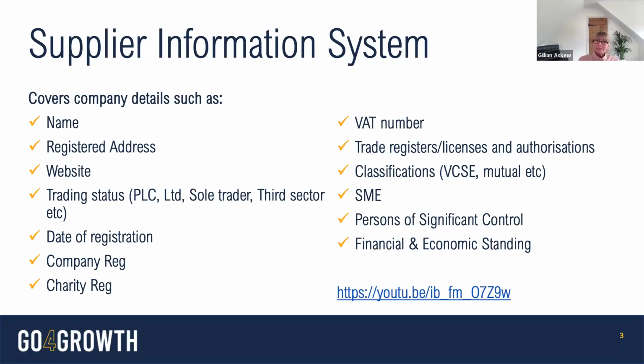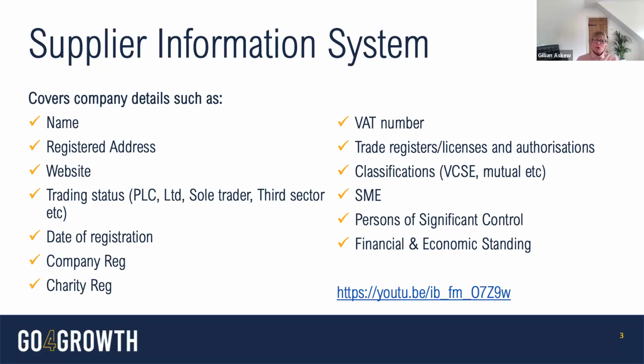And you do have the opportunity to upload any information around trade registers, licenses and authorizations, accreditations that your organisation has. So, for example, you'll see in the tutorial video, when Go for Growth registered, we have Cyber Essentials accreditation, so we've included that. We also are registered with the Information Commissioner's Office, so we uploaded our registration there, etc.